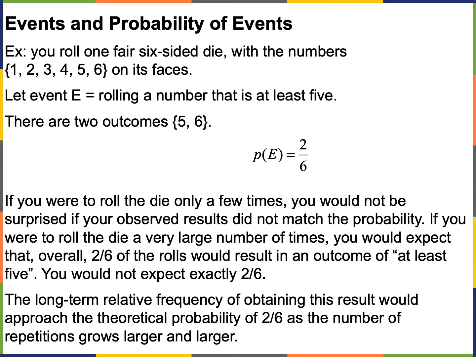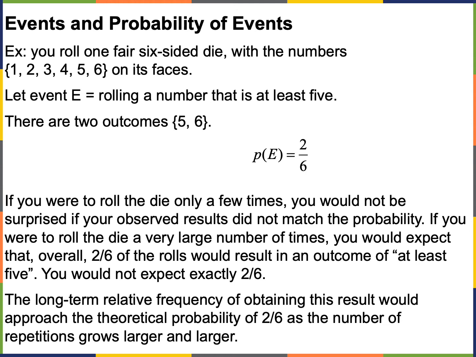If we were to roll the die only a few times, you wouldn't be surprised if your observed results did not match the probability. If you were to roll the die a very large number of times, you could expect that overall 2 out of 6 of the rolls would result in an outcome of at least 5. You wouldn't expect exactly 2 out of 6, but the long-term relative frequency of obtaining this result will approach the theoretical probability of 2/6 as the number of repetitions gets larger and larger. So the more that you do it, the closer to the theoretical probability you get.